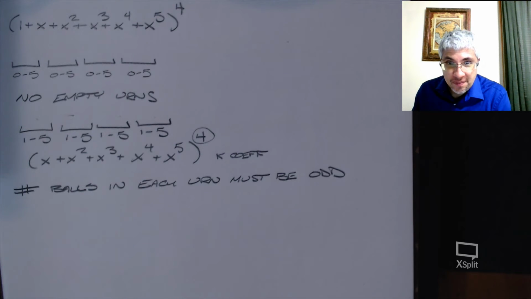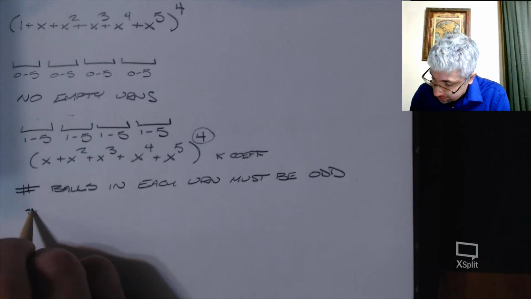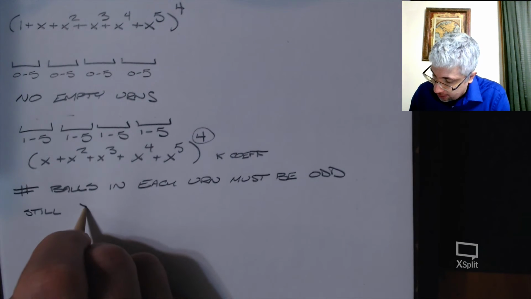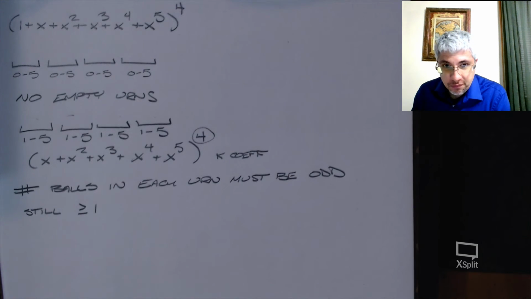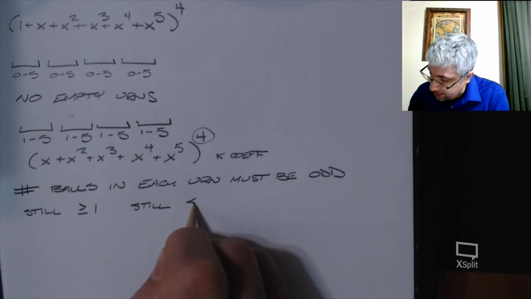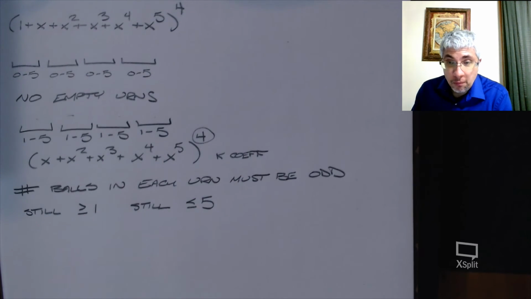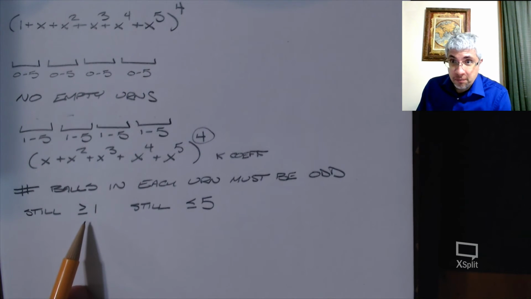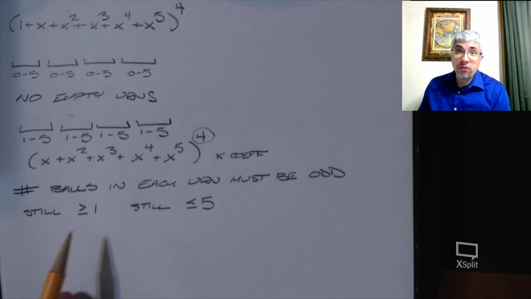Okay. So still, it has to be greater than or equal to 1, no empty urns, and still, it has to be less than or equal to 5. But also, we have another condition. So, we still have our 4 urns. Each urn must have 1, 3, or 5 balls.